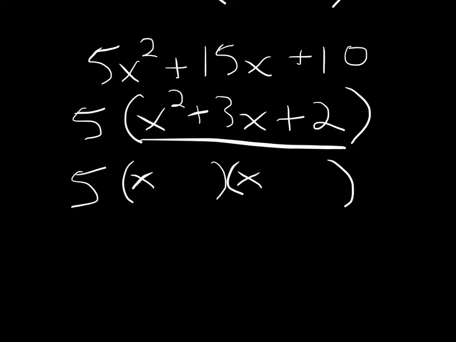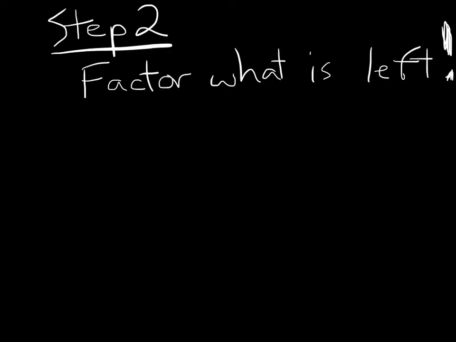x times x, 1 times 2, and plus and plus. Now, if you have any questions about that answer, you can definitely do the FOIL method and make sure it works for you. So it turns out step 2 is pretty easy. After you take out the GCF, factor what is left behind.